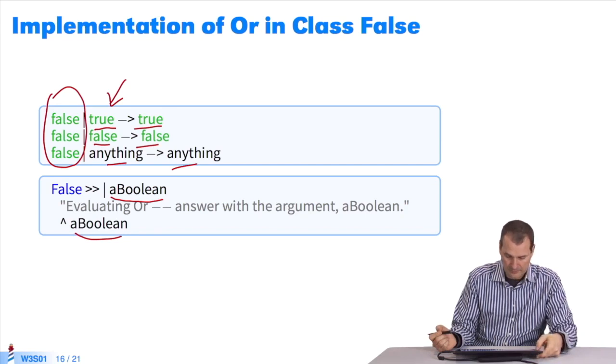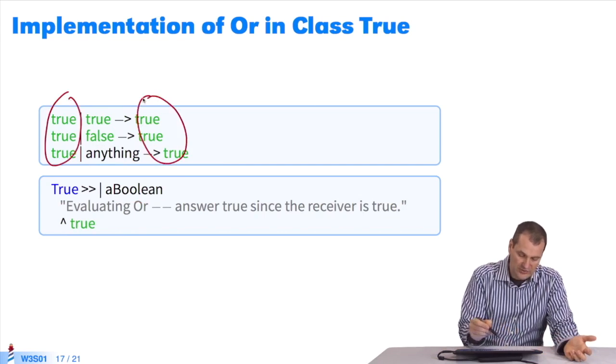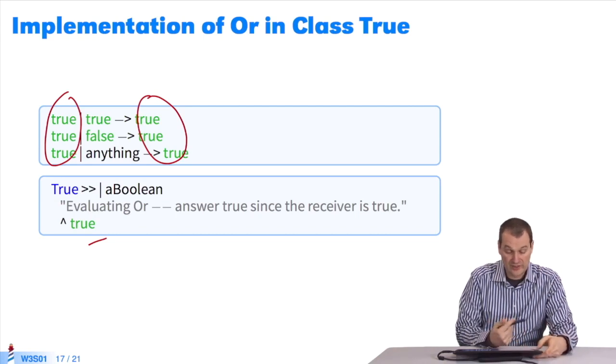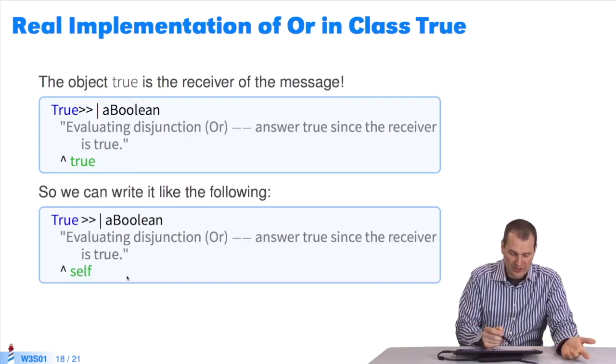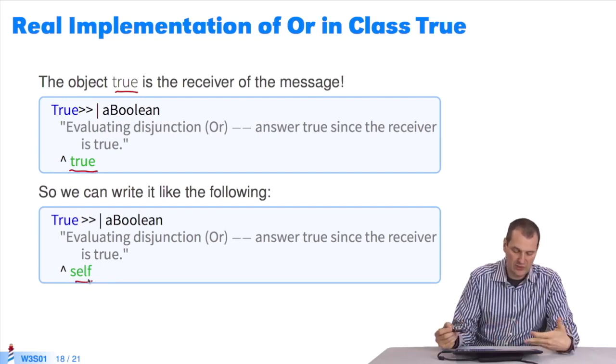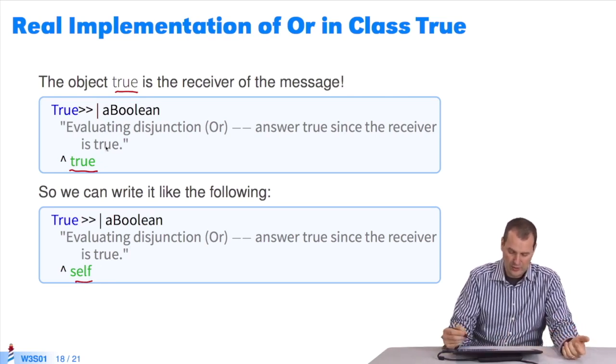Likewise, if we look at the class True, it's explained here. When I send or to the receiver true, I return the receiver. So, I return true. And you can see here again, I don't use conditionals. I just used message sends. So in a cleaner way, how is it written in Pharo? We know that true is the receiver of the message. So instead of writing true, we can write self. If you read the definition, you can see self and say, it makes sense. Since the receiver is true, it's exactly the same.